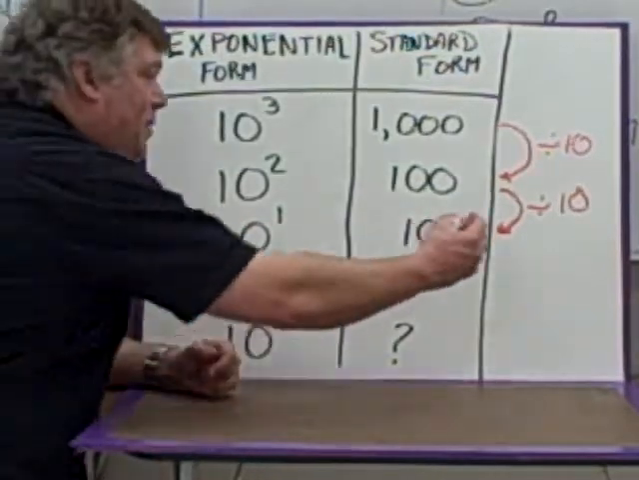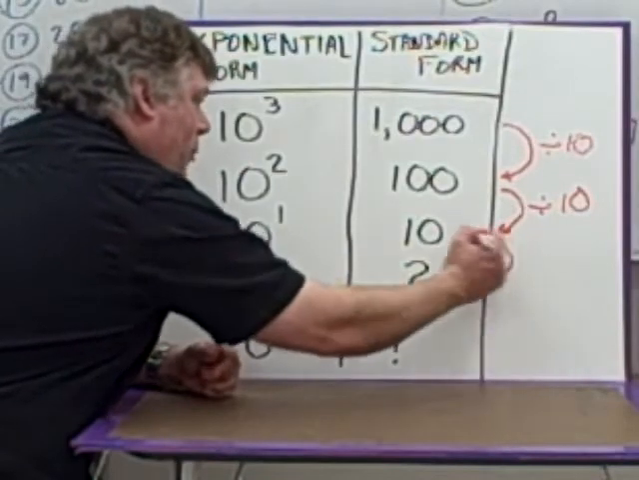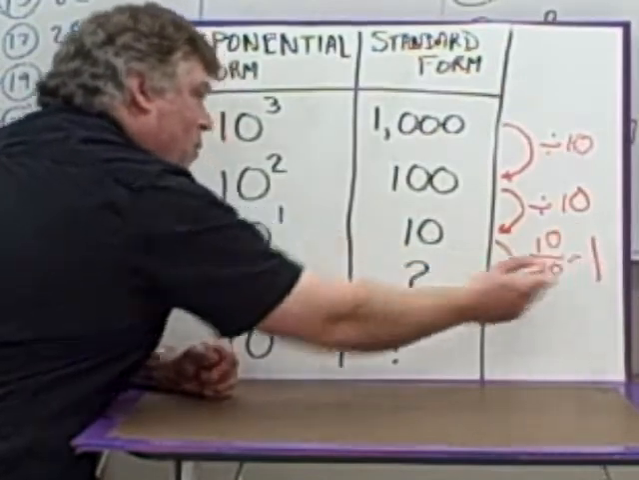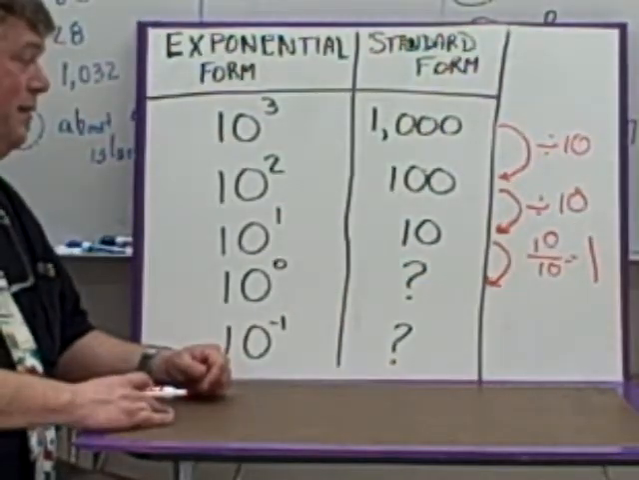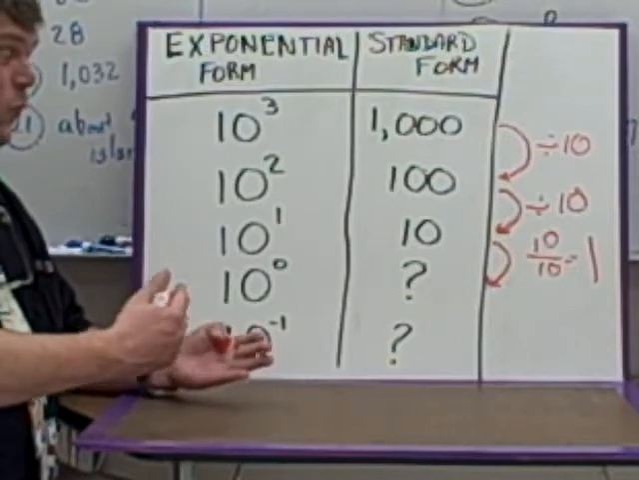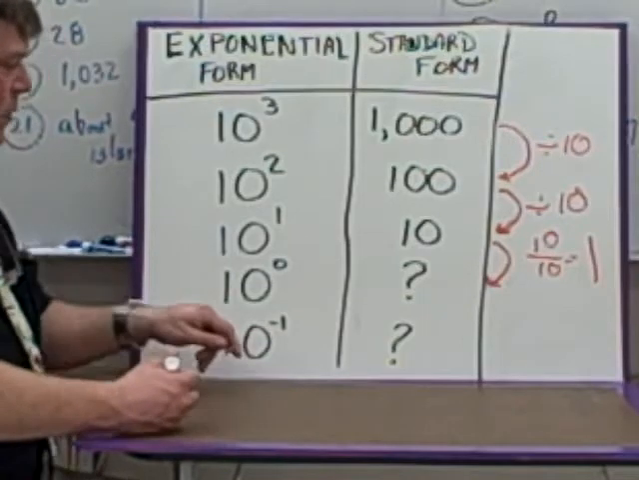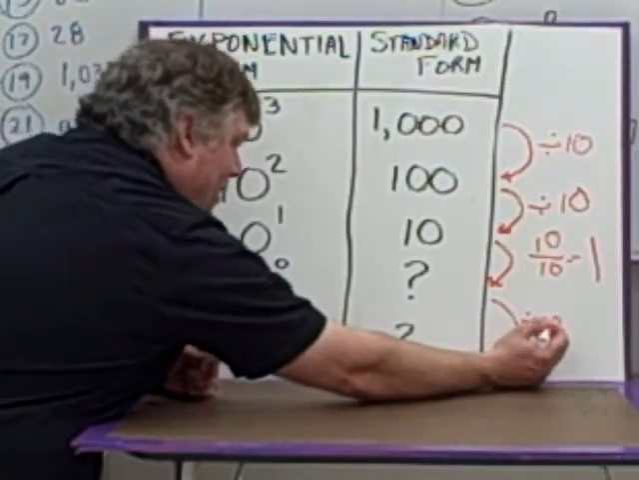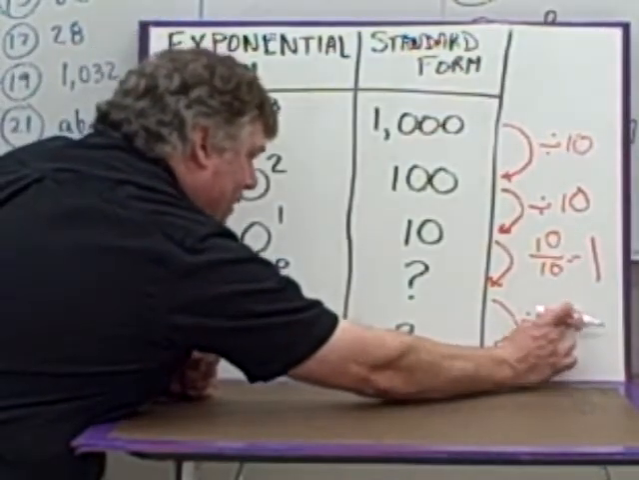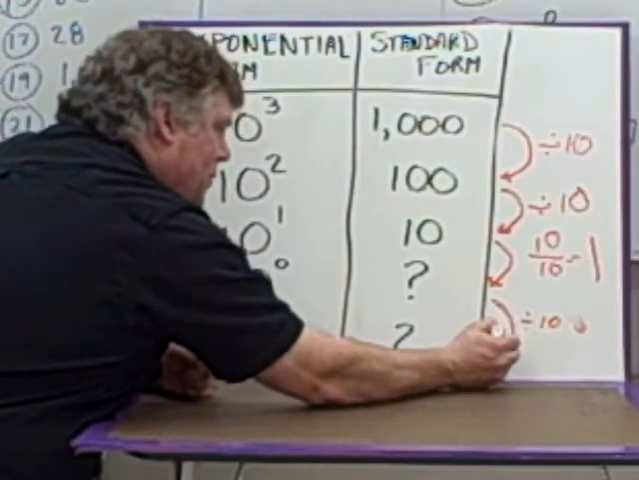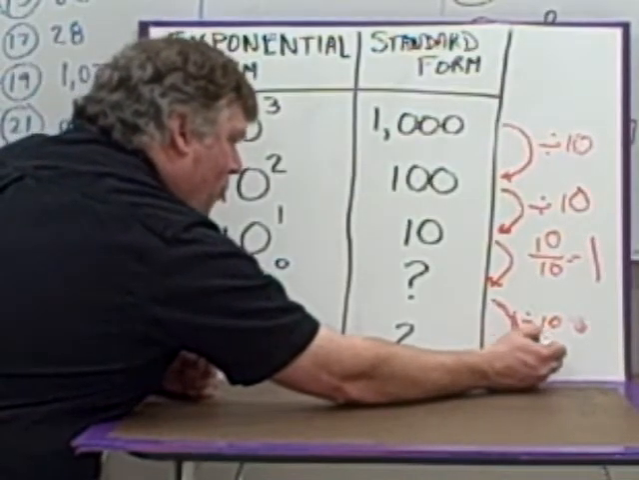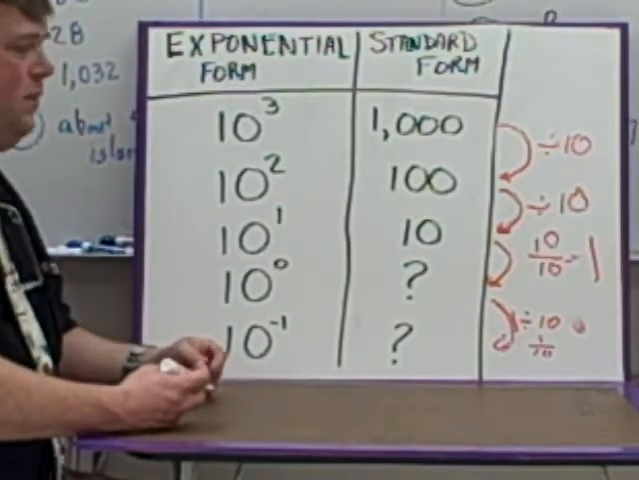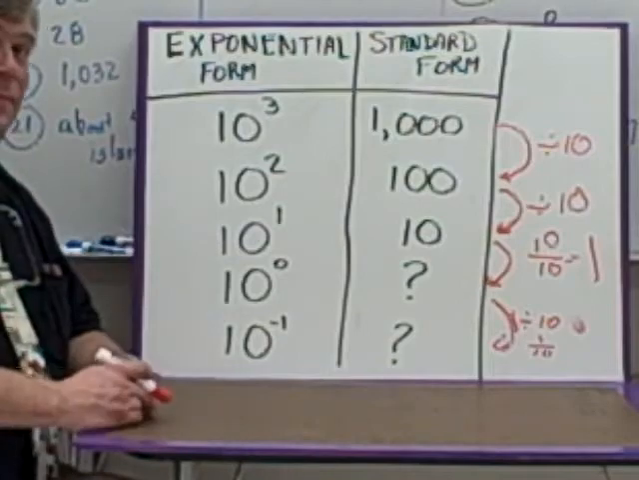10 to the 1 is 10. Going down one more from there, I would divide 10 by 10, which is equal to 1. So 10 to the 0 power is 1. Then when I go to 10 to the negative 1, I'm going to be dividing that by 10 again. And 1 divided by 10 is 1 over 10, 1/10, or 0.1. Which leads us into the negative exponents.